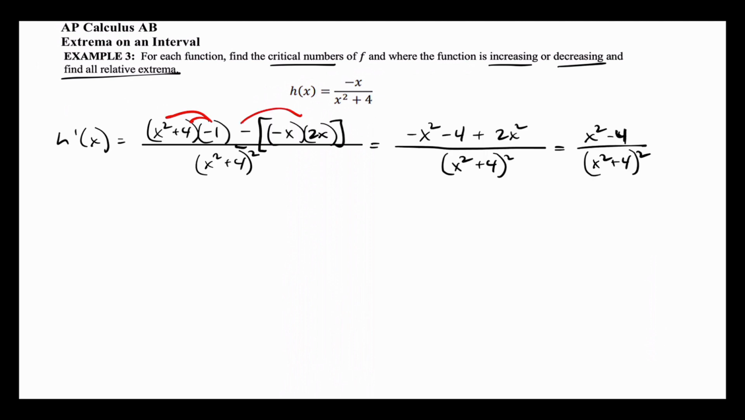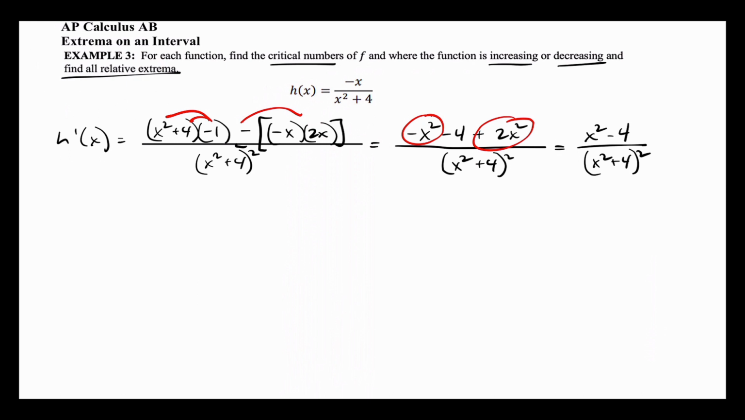Okay, so quotient rule. You just use the quotient rule like you guys have done lots and lots of times. Low d high minus high d low over low squared. After I distributed, combined some like terms, I combined -x squared and positive 2x squared because they're like terms. I got x squared minus 4 on top and x squared plus 4 squared on the bottom. That's as far as I can go.